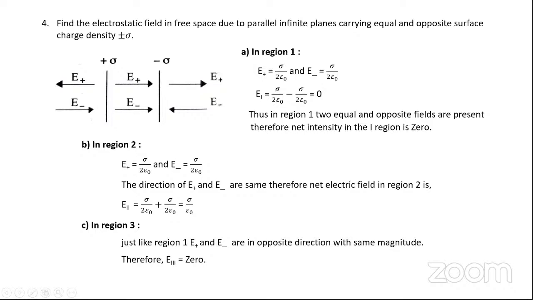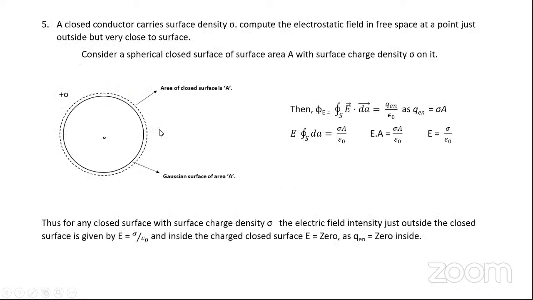Okay, so here we have another example. A closed conductor carrying surface charge density sigma: compute the electrostatic field in free space at a point just outside, but very close to the surface. So here we should consider this particular charged sphere with charge density plus sigma, and we have considered the Gaussian surface very close to the surface of the conducting sphere on which you have the plus charge density sigma, right?